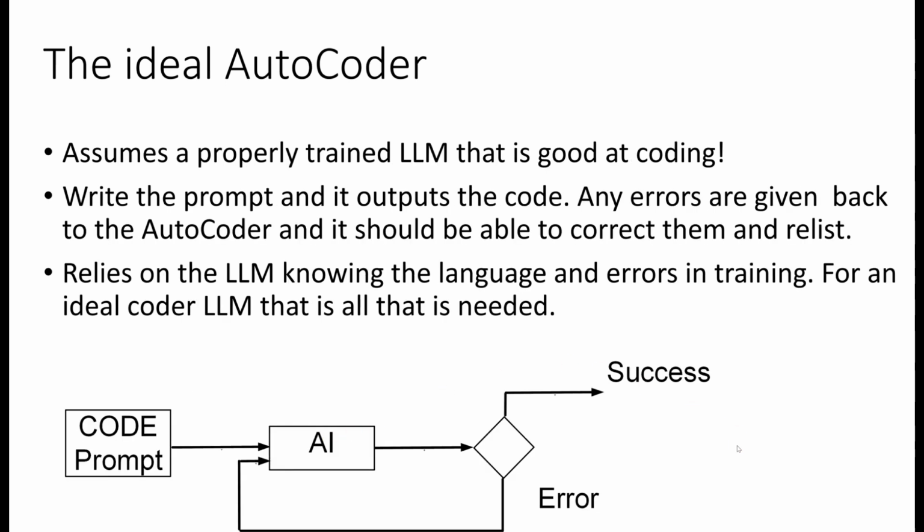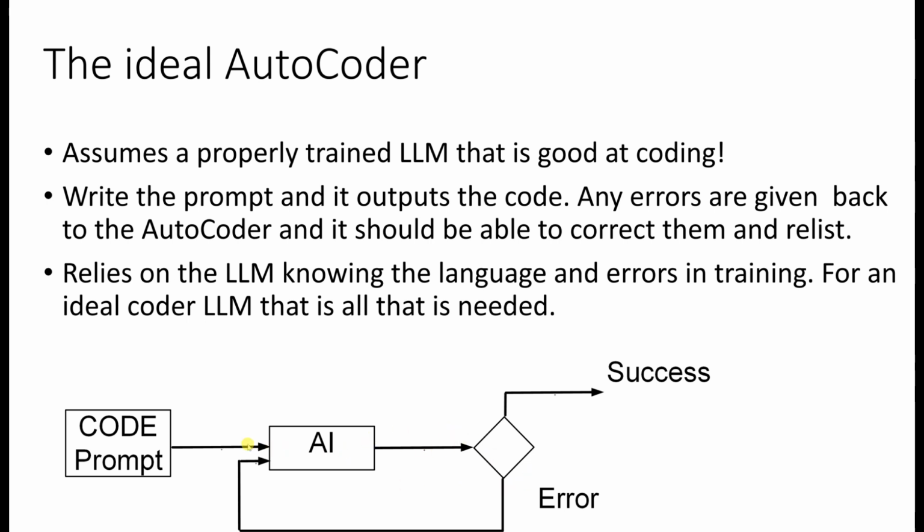This is what I was using initially, the ideal AutoCoder, just assuming that all large language models are equal and they're all brilliant at programming, which is not true, of course. It assumes a properly trained large language model is good at coding. You write the prompt and it outputs the code, and that's it. And if it makes an error, you just feed the error back into the AI the next time round. It's like a loop. I've written it like a control system rather than the usual computer science way of doing it.